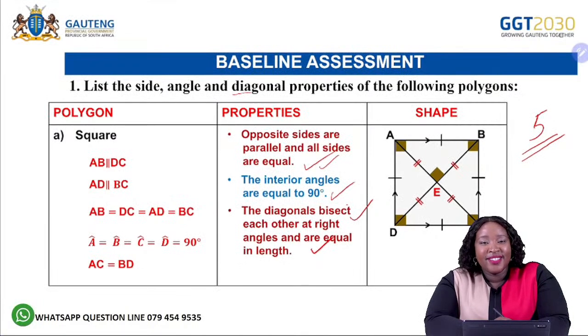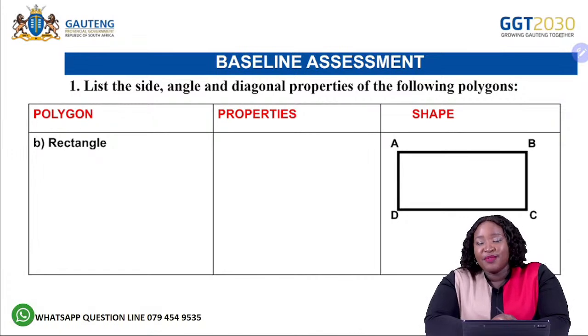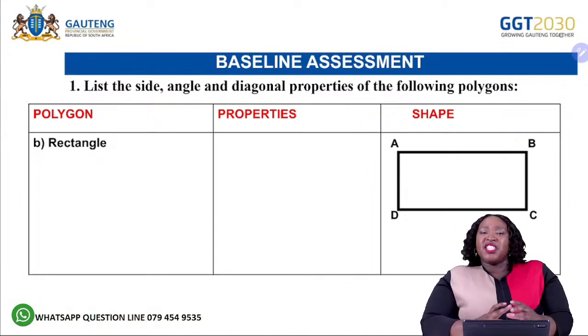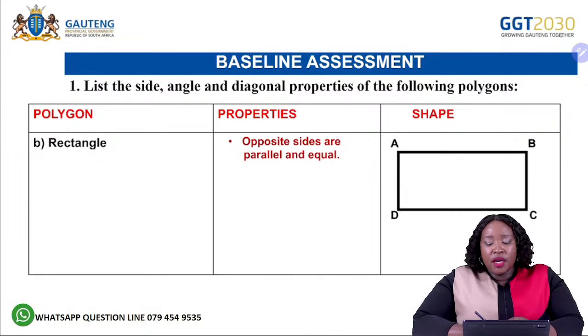Welcome back, class. So let's look at part B of this question. We have to find the properties of a rectangle. Right, so this is what your rectangle would look like. It looks like a stretched out square, doesn't it? Okay. So now let's check what would be the same.